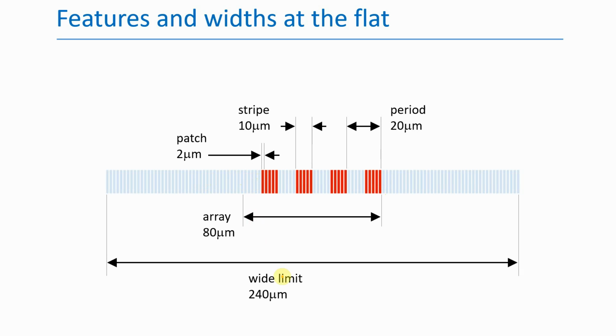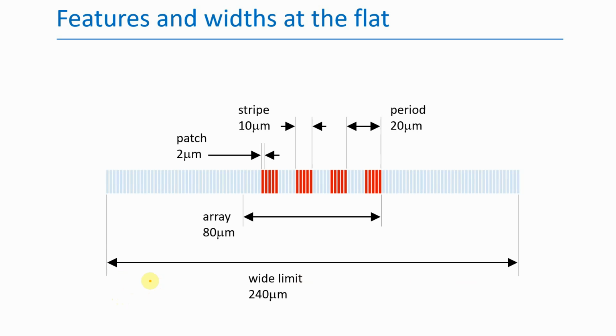And finally, the last feature is the wide limit. This sets the full size of the pattern. So the pattern isn't just the array, it also includes dark space. The wide limit has the same value as the far limit, but it's measured along a different axis. The far limit is the distance in z between two planes, but the wide limit is a distance within a single plane. So in this case, the wide limit is 240 microns, implying that the far limit is also 240 microns.